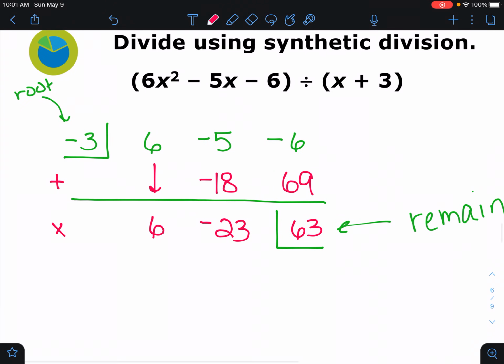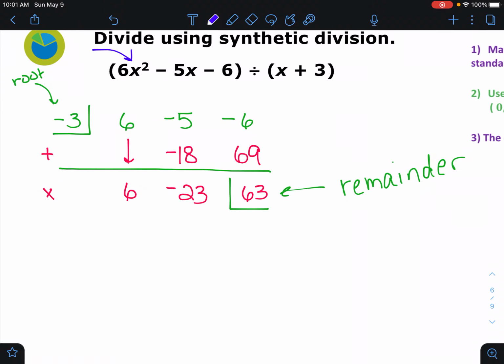Well, when I'm looking at this, it has a degree of 2. When you use synthetic division, your polynomial will always be 1 degree less. So this has a degree of 2, so it means my answer has a degree of 1. So that means this is the x term, this is the constant, and this is the remainder. Okay, so this converts back into 6x minus 23.